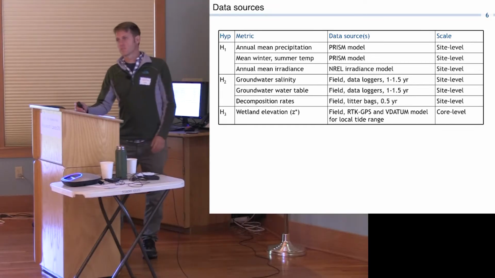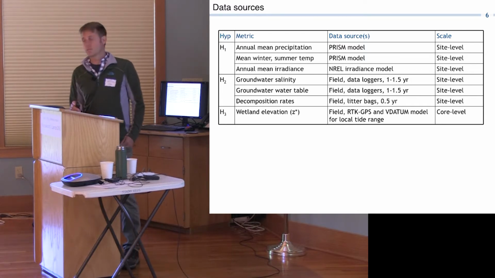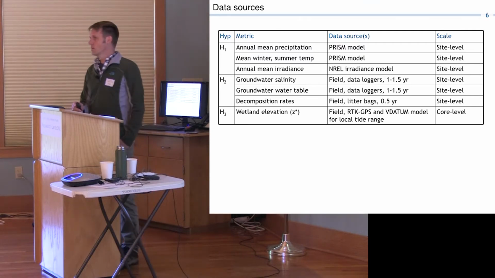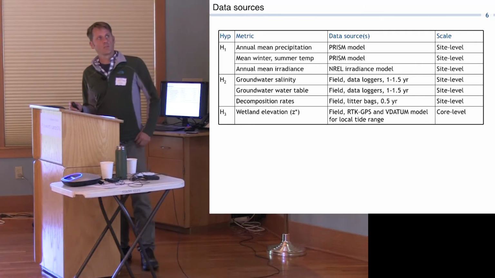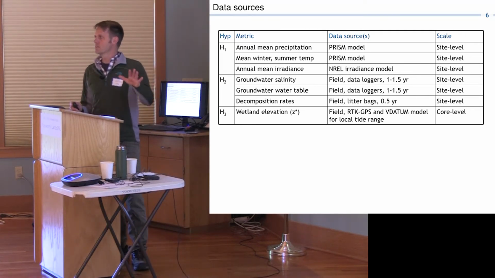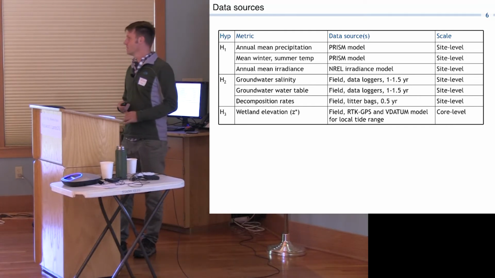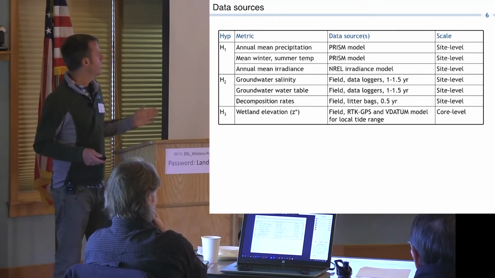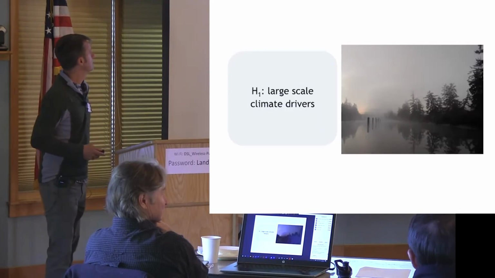For our second hypothesis, we tested with our own field data. So we went out and deployed field loggers in channels as well as groundwater wells to get 1 to 1.5 year time series of water level and salinity in these wetlands. We measured decomposition rates using litter bags over a course of a half year in a subset of our sites. And then we use RTK GPS or leveling to assess the tidal elevation of all of the cores that we collected. And we used the VDatum model to estimate local tide range because that varies along the Pacific coast.